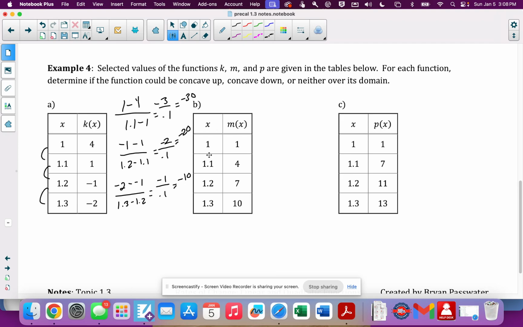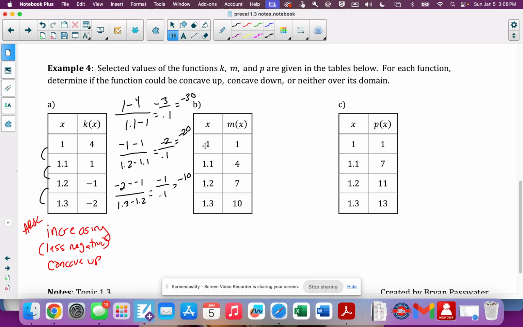Okay, so my average rate of change is becoming less negative, right? It's technically my average rate of change is going up. So it's increasing because it's becoming less negative. All right, and if it's increasing, that must mean that it is concave up. All right, and so the average rate of change is increasing, so it's concave up.